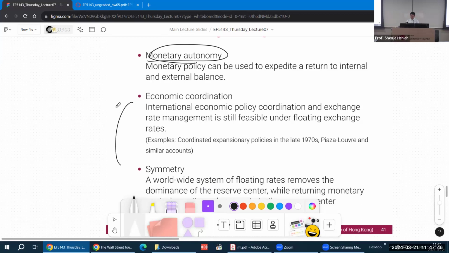And the last two bullet points, economic coordination and symmetry, go hand in hand under a flexible exchange rate, because if everybody is playing by market forces, then it's a level playing field. Nobody's trying to take advantage of anybody else. If you do, it's fine, I'll just do the same, right? It's tit for tat. And ultimately, it's a fair playing field. There's no risk of devaluation, revaluation, etc. that screws everything up.